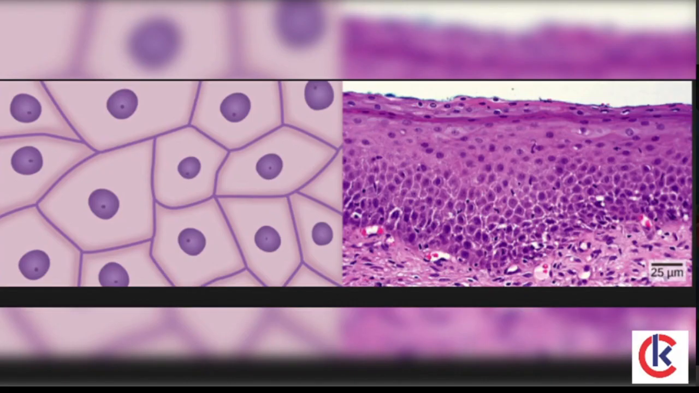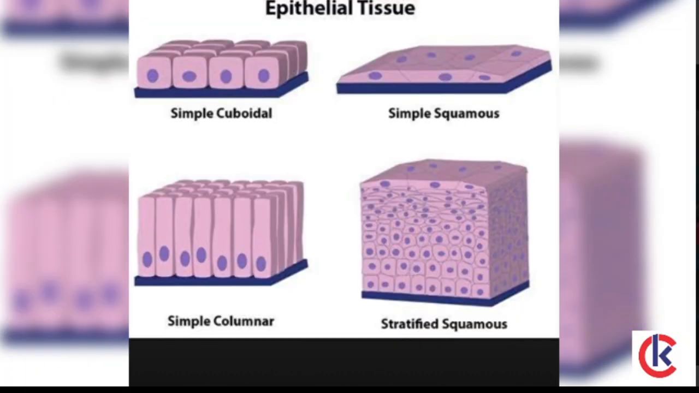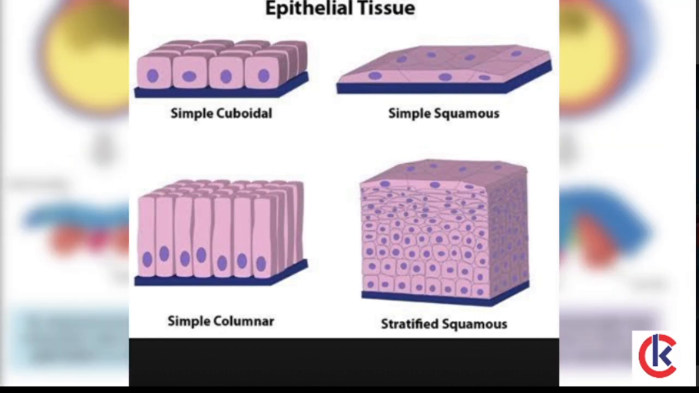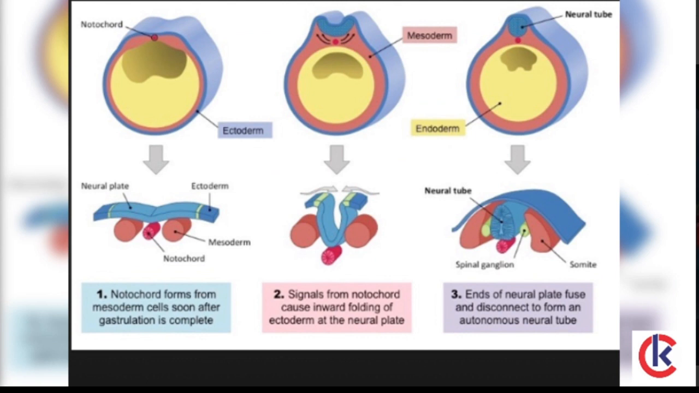Origin of epithelial tissue. It is the only tissue which originated from all the three primordial germinal layers. 1. Ectodermal: epidermis, stratified squamous epithelium. 2.